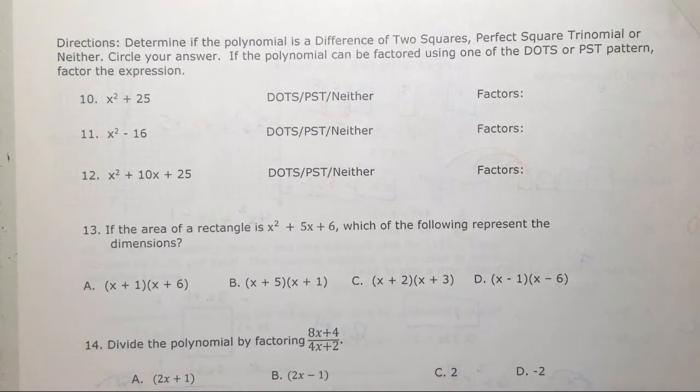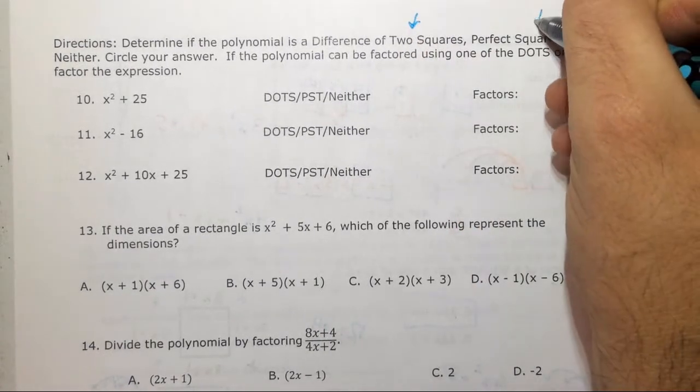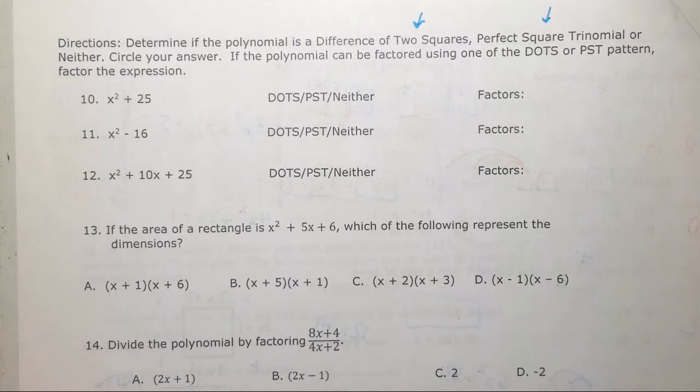Number 10, 11, and 12, I'm looking to see if there are special cases. Our special cases, remember, are difference of two squares and perfect square trinomials. Those are two special cases.